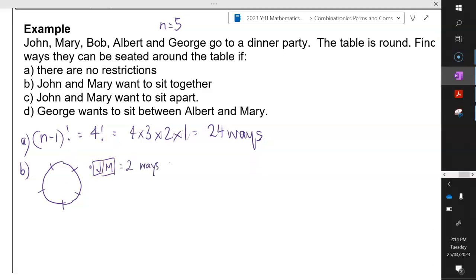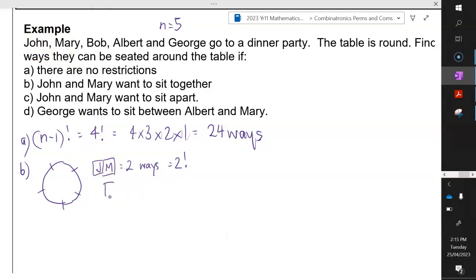So we can write it as 2 ways or 2 factorial ways. Now, if they've taken their positions, how many other people are left? We've got 3 people left in there. So there's 2 spots that are gone. So basically you can cross out John and Mary up the top there. And we've got Bob. He's going to come in.